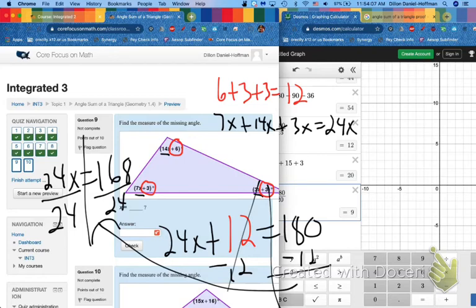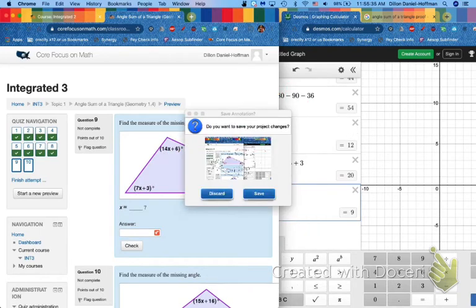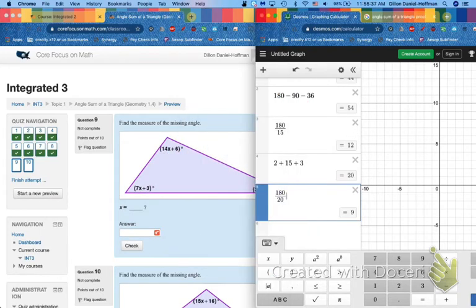So hit pause if you need this work. 180 divided by 24 is 7.5. Well, here's a perfect example of why you should watch this video, because you see a couple things.